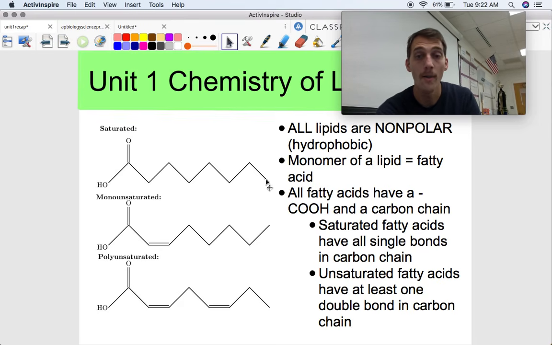So all fatty acids have a carboxyl group, kind of like an amino acid, and a carbon chain. These squiggles here are just carbons and hydrogens. In organic chemistry, you use so much carbon that you just use a squiggle as a shorthand to replace it. So these are all carbons and hydrogens over here. And what you can see is that saturated fatty acids, this one's saturated, has all single bonds in its carbon and hydrogen chain over here.